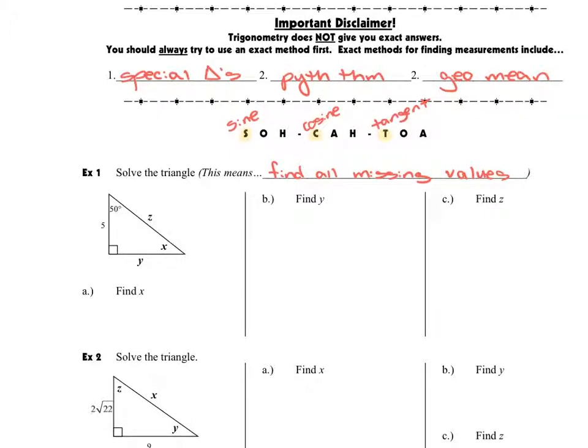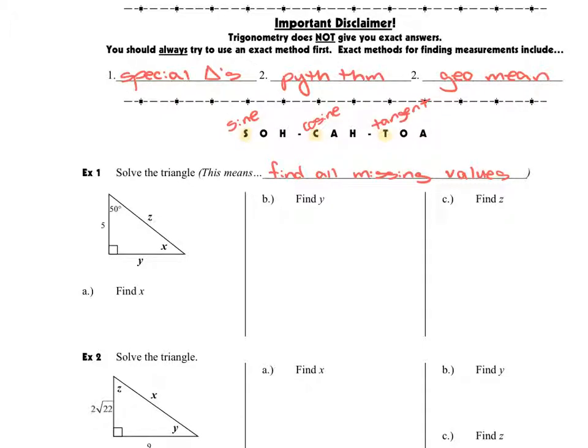So for starters, let's take a look up here at the very top, this important disclaimer. I can't emphasize this enough. Trigonometry will not give you an exact answer. So before you ever try using trigonometry, you should always try to use an exact method first. If an exact method is available to you, you need to use that before you use trigonometry.